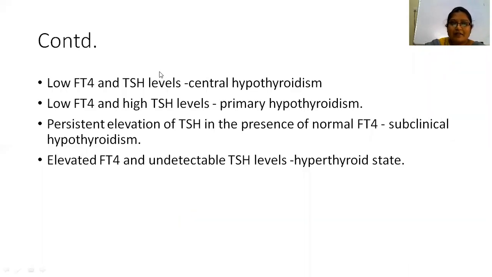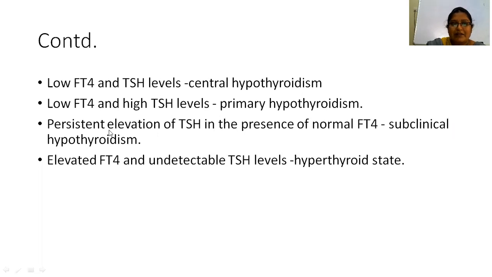So depending on TSH, T4 and T3 levels, we have to distinguish hypo or hyperthyroidism. When there are low free T4 and low TSH levels, it goes with central hypothyroidism. And then low free T4 and high TSH indicates primary hypothyroidism. Primary hypothyroidism means thyroid lesions.